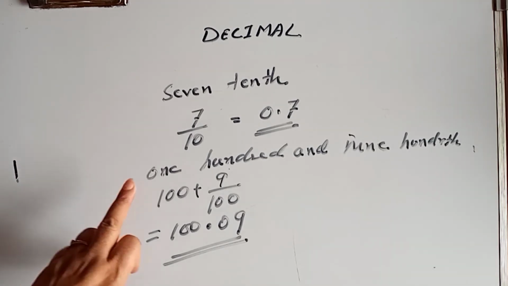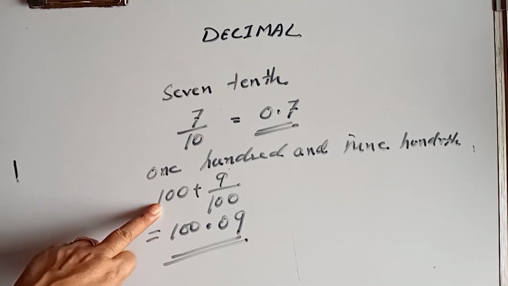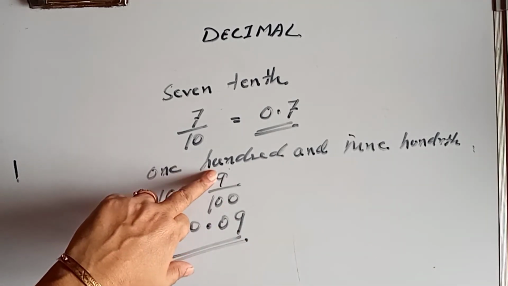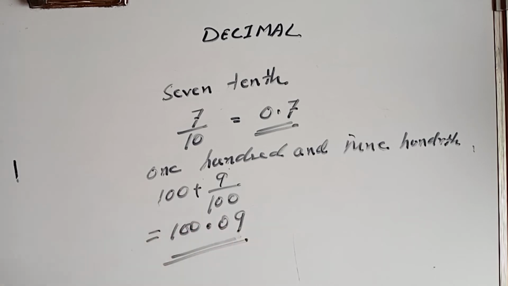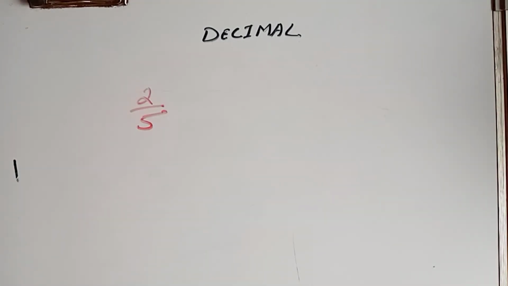How will you write it in figures? So 100 will be written as 100 plus 900. 900 means 9 by 100. 9 by 100 means 0.09. So 100.09. This is the way to write. I want to convert 2 by 5 in decimal.